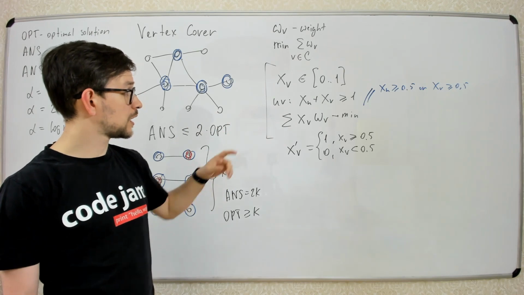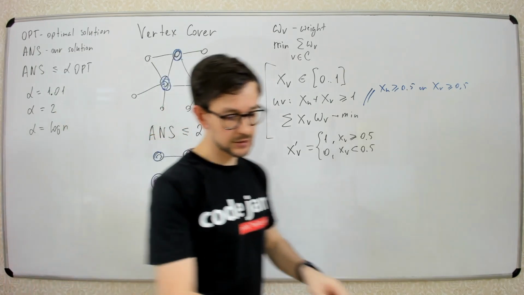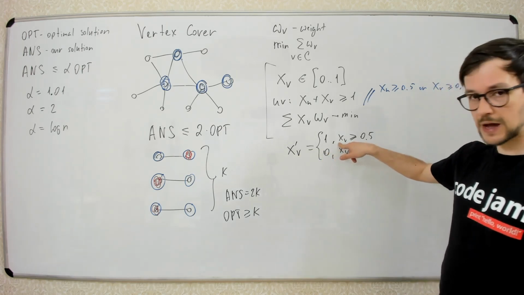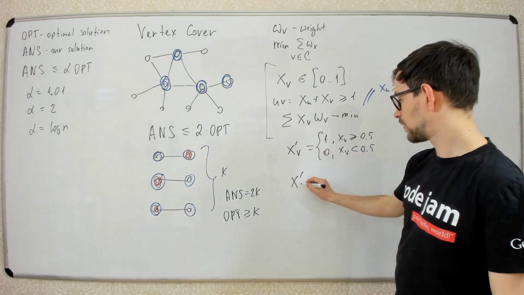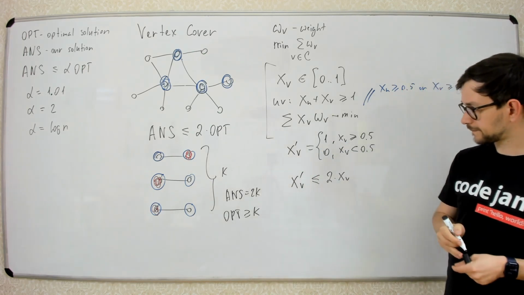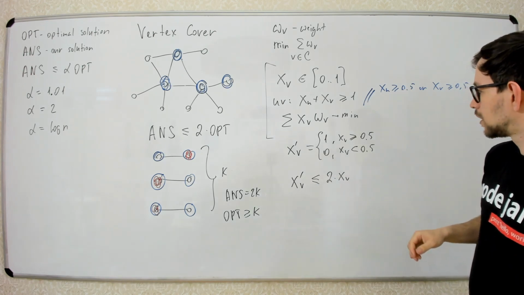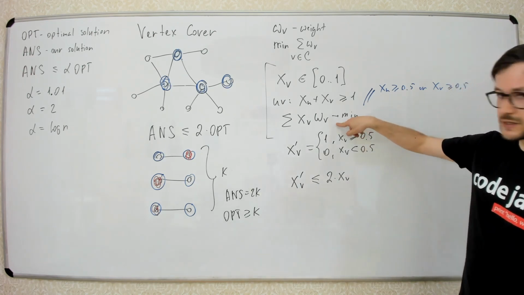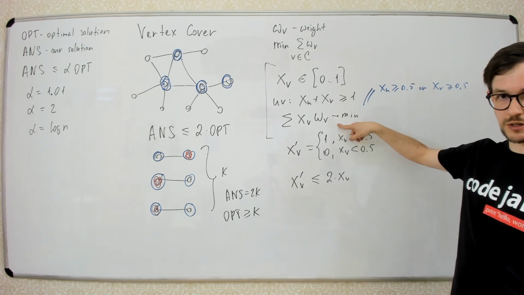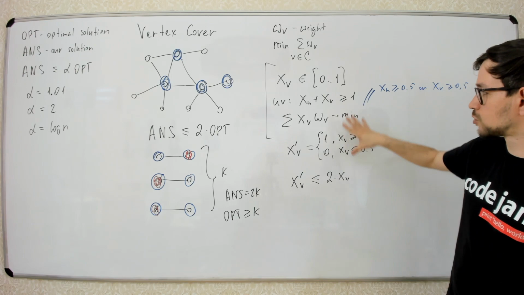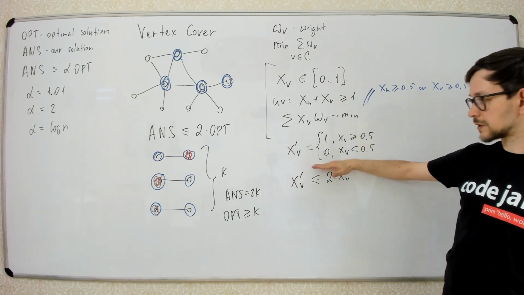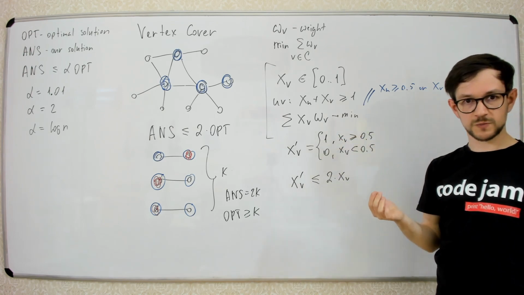What about optimality? Let's see. If we look at this variable x prime and this variable x, then this new variable is no more than twice the xv. It means that in this function we'll have at most twice the optimal solution. So the solution we get by solving this linear program and then rounding all the variables like this will be within twice the optimal solution for this problem.